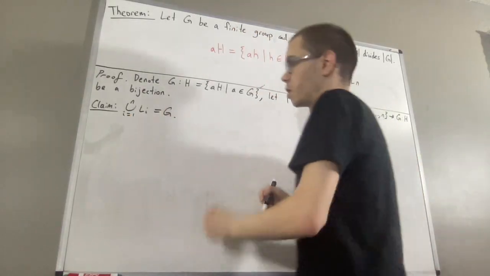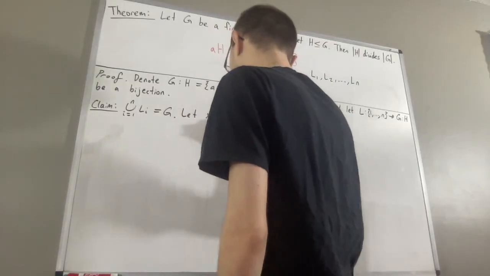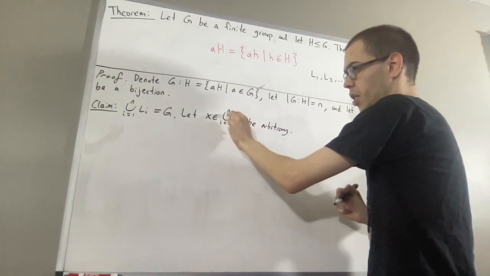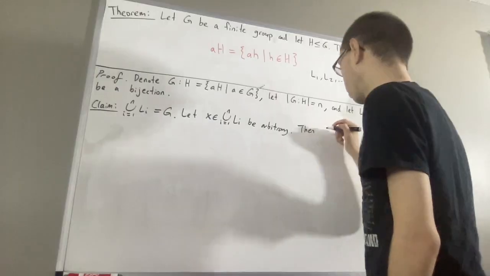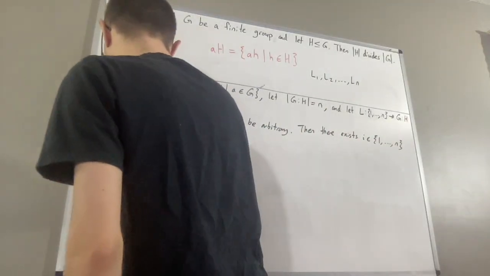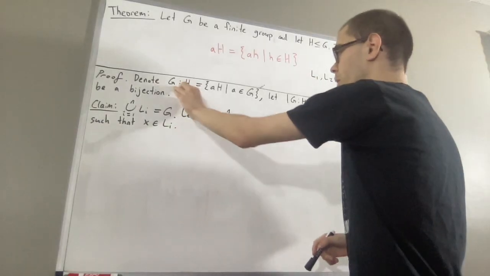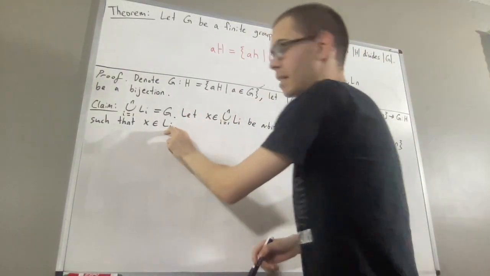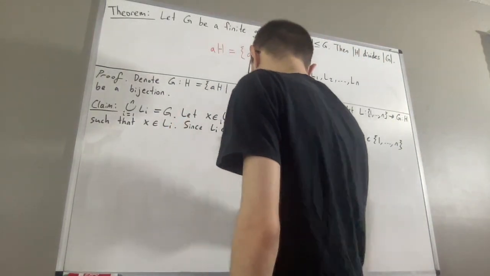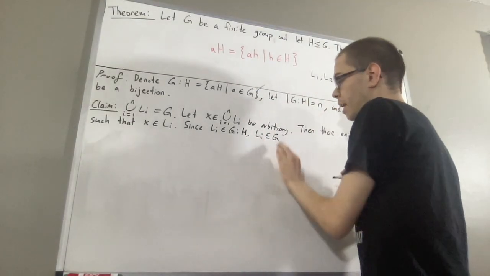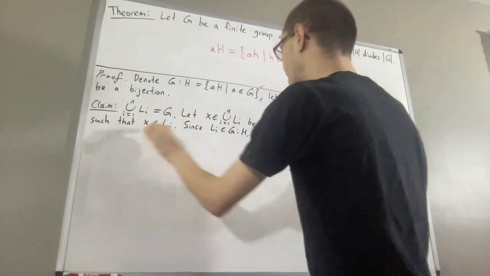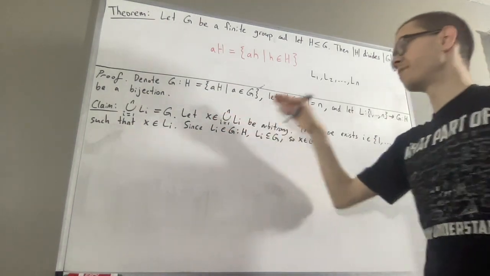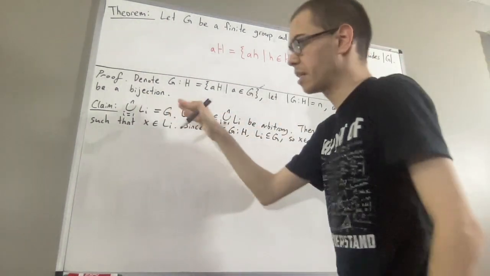We'll do that by giving ourselves an arbitrary element x in the union. Well then, this means that there exists an integer i between 1 and n such that x is an element of Li. Now Li is one of the elements of this set, but every element of this set is a subset of G. So Li is a subset of G. So every element of Li must be an element of G, so since x is an element of Li, x must be an element of G. And so that's it. We have shown if x is any element of the union, then x must be an element of G. Therefore, the union is a subset of G.